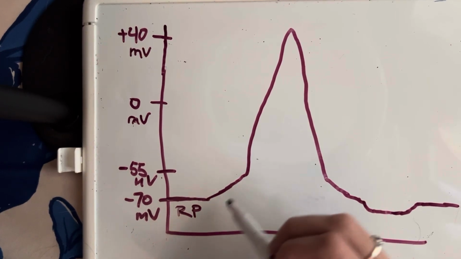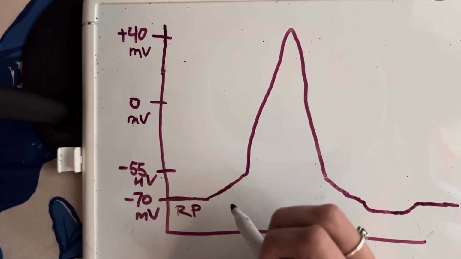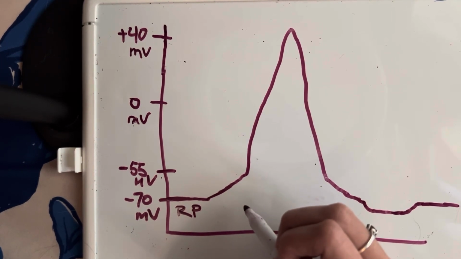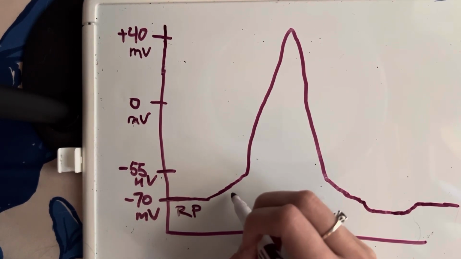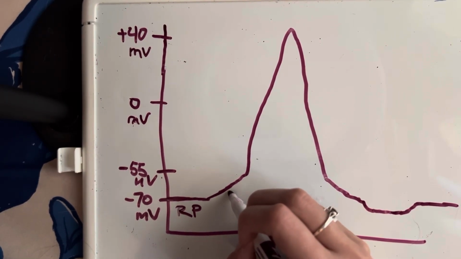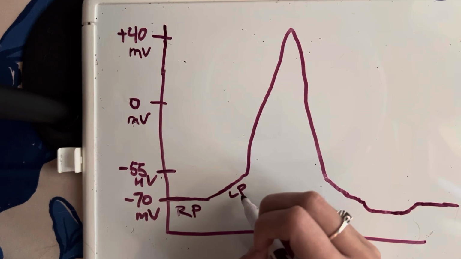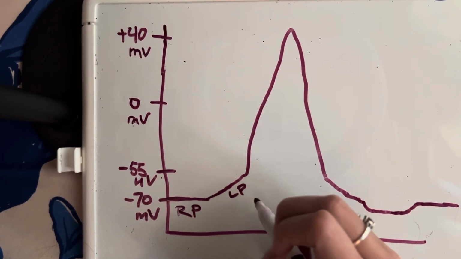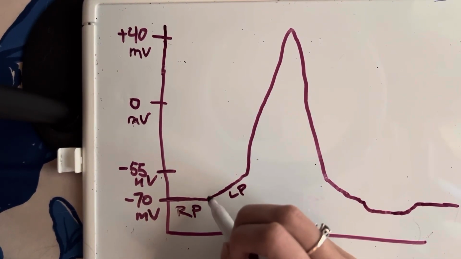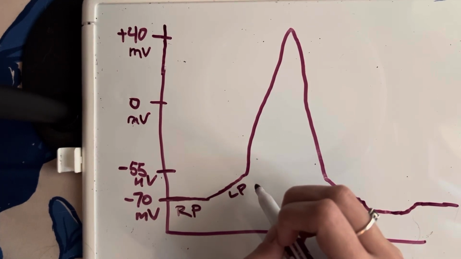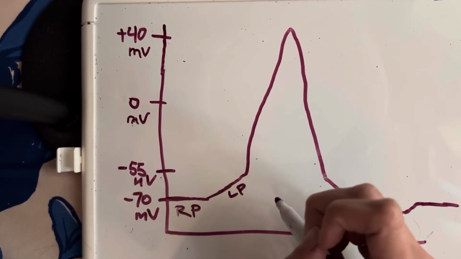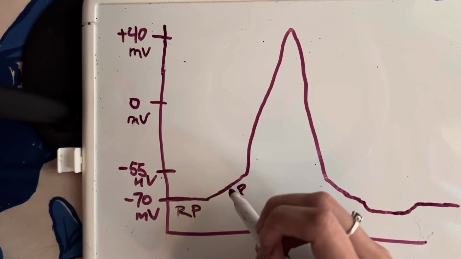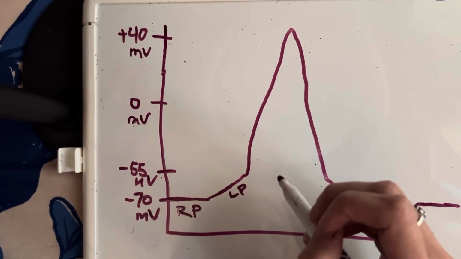depolarization starts to make things more positive, and then you move into local potential. And local potential is a short-term change in voltage along the plasma membrane, and this happens when it moves from negative 70 to negative 55. So local potential happens right within that scenario, within that place there. And then this part is reversible.